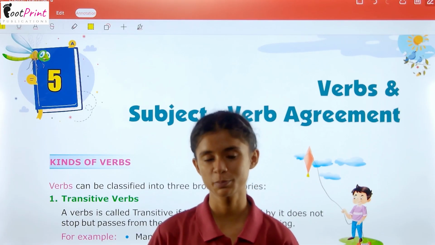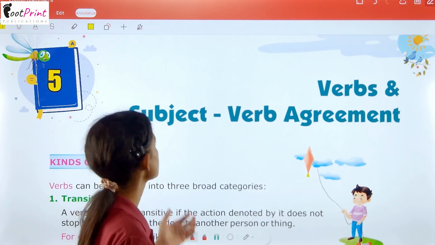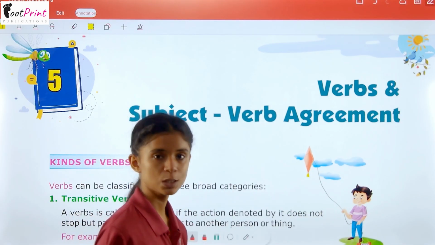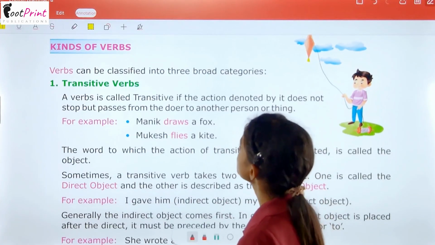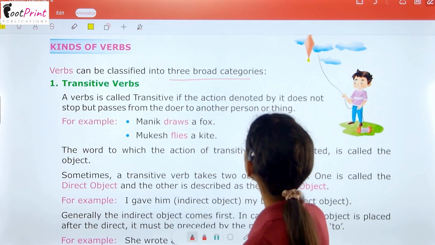Today I am here with chapter number 5 of our English grammar. The name of our chapter is Verbs and Subject-Verb Agreement. So let's get started. First we are given here the kinds of verbs and they can be classified into 3 broad categories.